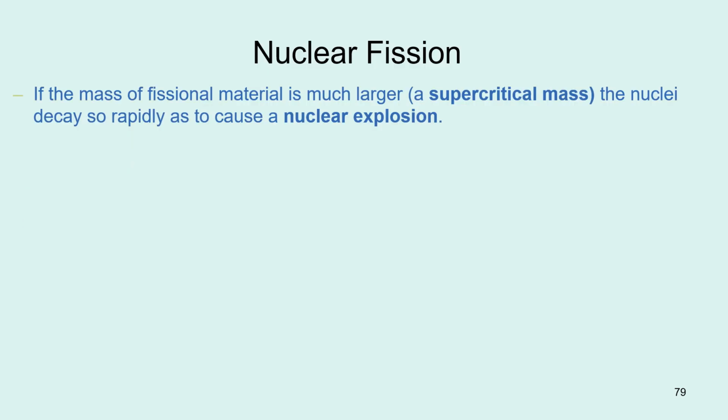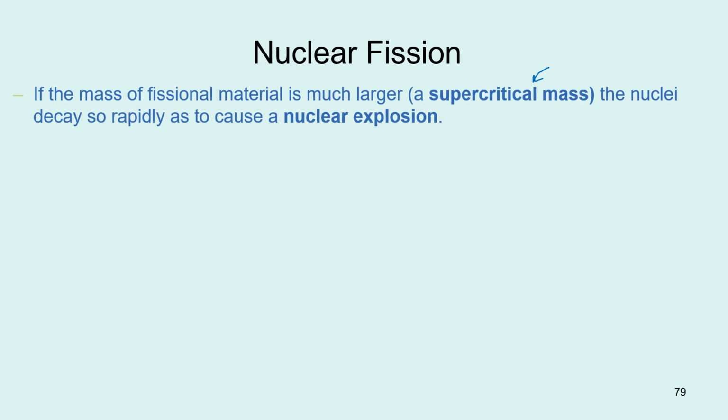So you might wonder, and this is not a very pleasant topic, but when they dropped that first atomic bomb, how could they carry the bomb without it going off? Well, if you have a mass of fissionable material that is much larger than that critical mass, called a supercritical mass, then it will cause a nuclear explosion. So if you have a supercritical mass, you will get a nuclear explosion.